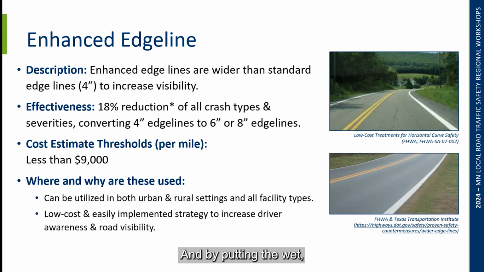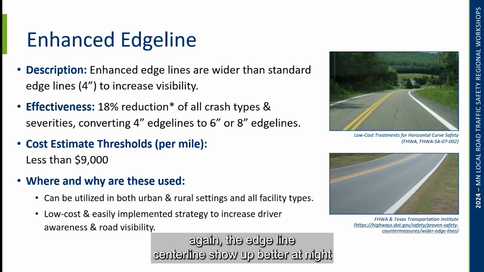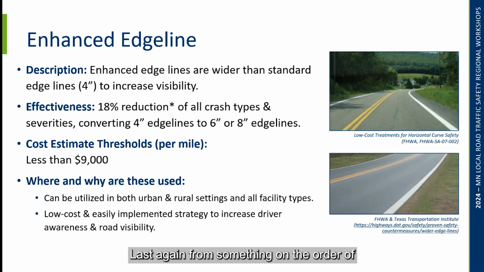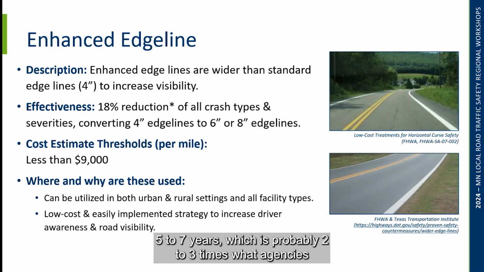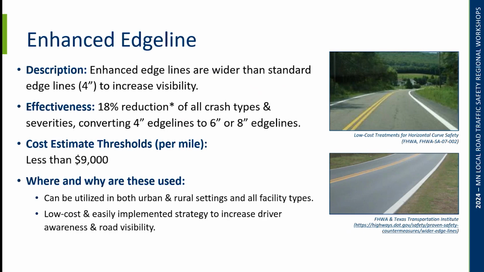And by putting the wet reflective pavement marking down at the bottom of this trough, again, the edge lines, center lines show up better at night and in wet pavement conditions, and the pavement marking material lasts again from something on the order of 5 to 7 years, which is probably 2 to 3 times what agencies would get out of a normal pavement marking put on the surface of the road.